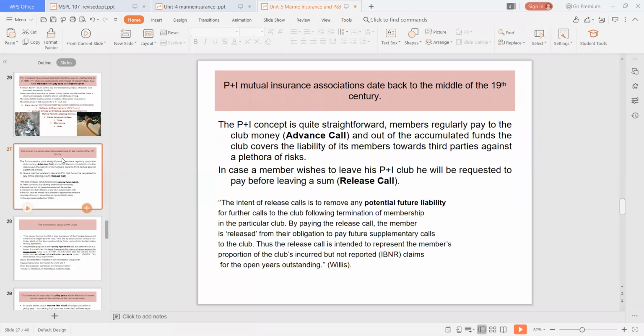See, Willis has mentioned that the intent of release calls is to remove any potential future liability for further calls to the club following termination of membership in the particular club. By paying the release call, the member is released from the obligation to pay future supplementary calls to the club. Thus, the release call is intended to represent the member's proportion of the club's incurred but not reported, right, IBNR claims for the open years outstanding. So this is about the Willis and everything about the release call, advance call. At least we should know that. What do you mean by advance call and release call?